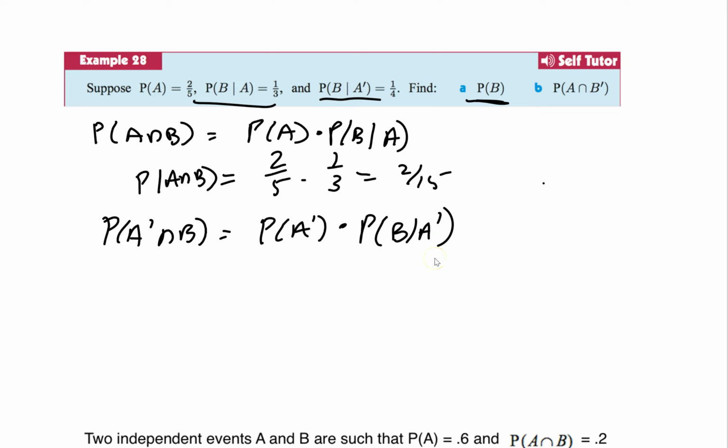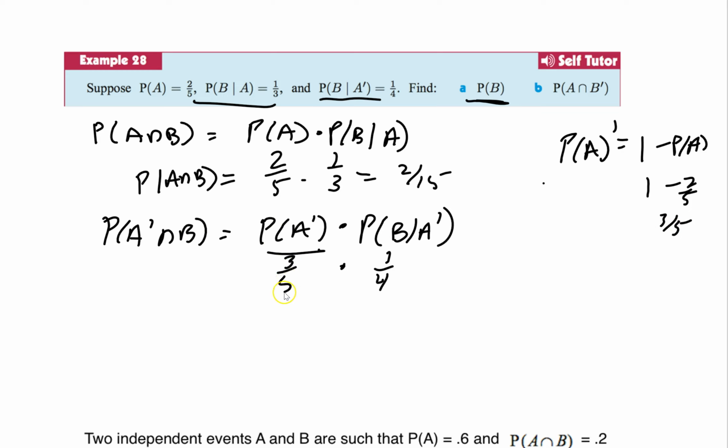Now again, there's a couple things we know. I know this one, that they gave it to me, 1/4. I should know this one, right? If I know what A is, I can figure out what not A is. That's 1 minus probability of A. So 1 minus 2/5, also known as 3/5. So I know this one also. Multiply together, I get 3 out of 20. So now I know what A intersection B is, sorry, right here, 2/15. I know what not A intersection B is.